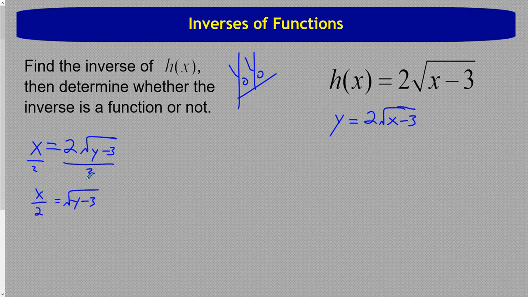Now, I have a square root, and I don't want a square root. So to undo a square root, I square it. Got to do that to both sides. On the left, when I square a fraction, you can square the top and square the bottom. And on the right, I just have y minus 3. Now I want to get y by itself. So let's move the 3 to the other side. So x squared over 4 plus 3 is equal to y.